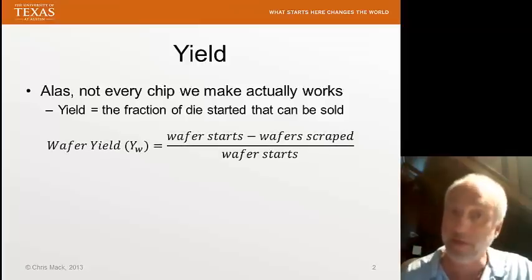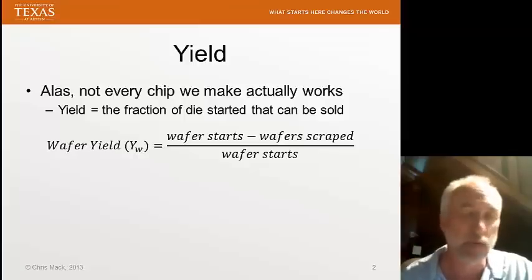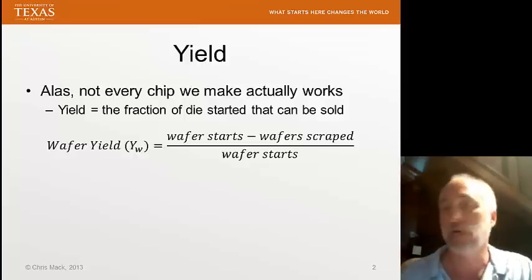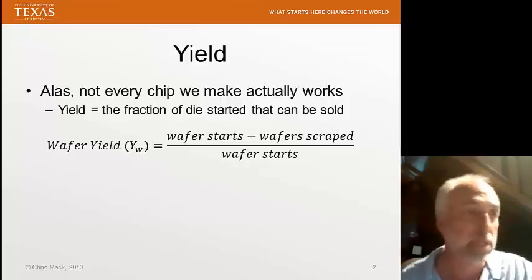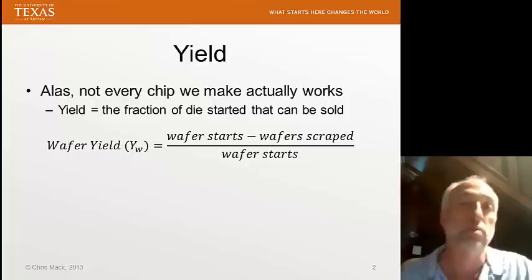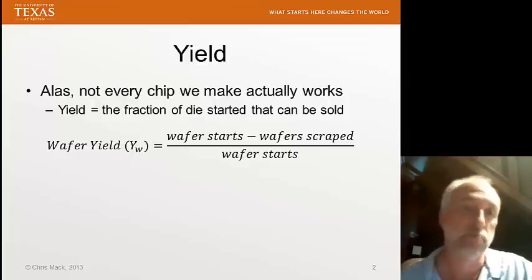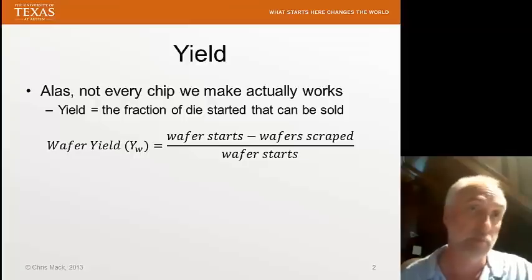First of all, there's a wafer yield. So we have what are called wafer starts. This is when we take a blank, bare wafer and begin the process of manufacturing with it. A wafer fab might have 10,000 wafer starts a week, or 5,000 wafer starts a week, or something like that. But through the course of manufacturing, not every one of those wafers survives. Some of them are scrapped.